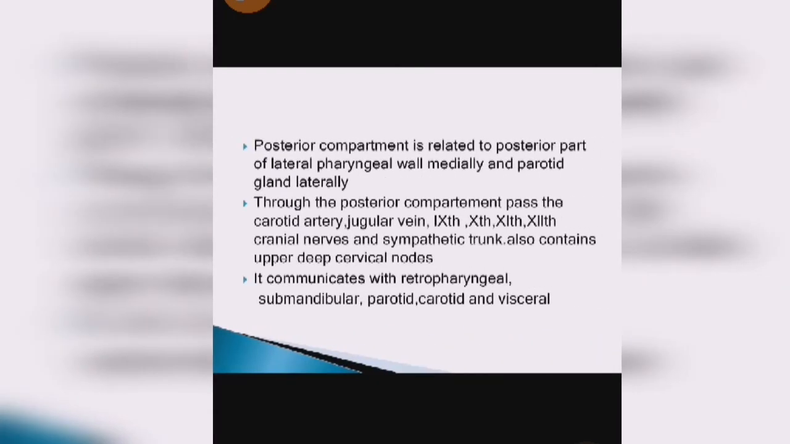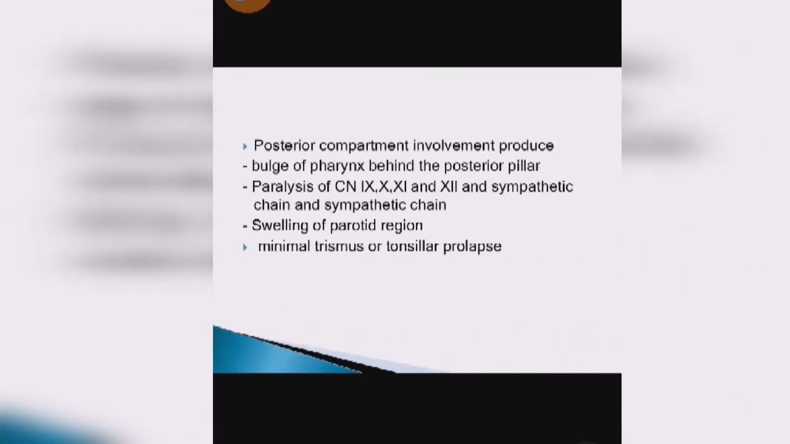But the posterior compartment is very dangerous because it produces a lot of symptoms. In the posterior compartment pass the carotid artery, jugular vein, 9th, 10th, 11th and 12th cranial nerves, the sympathetic trunk, and also the upper deep cervical nodes. It communicates with the retropharyngeal, submandibular, parotid, carotid and visceral spaces. Involvement produces bulging of the pharynx behind the posterior palate, paralysis of the 9th, 10th, 11th and 12th nerves and the sympathetic chain, swelling of the parotid region, and minimal trismus or tonsillar prolapse.